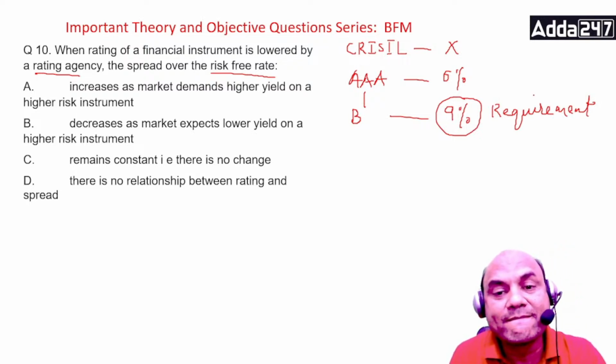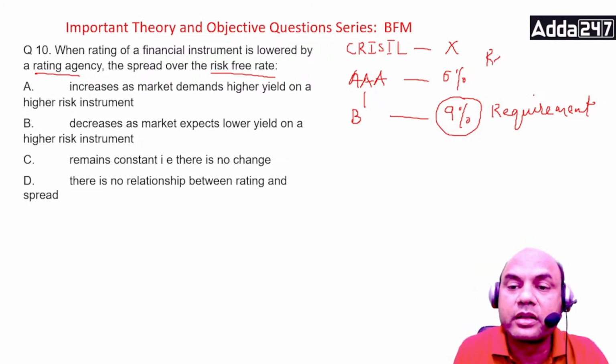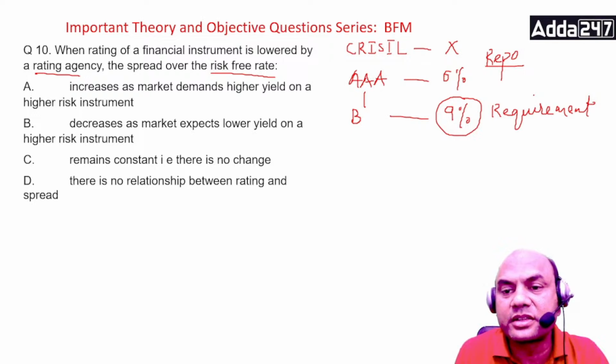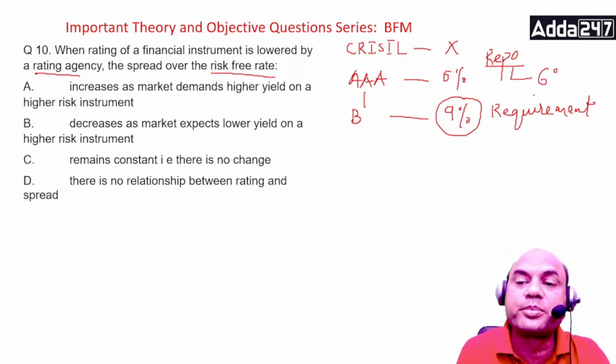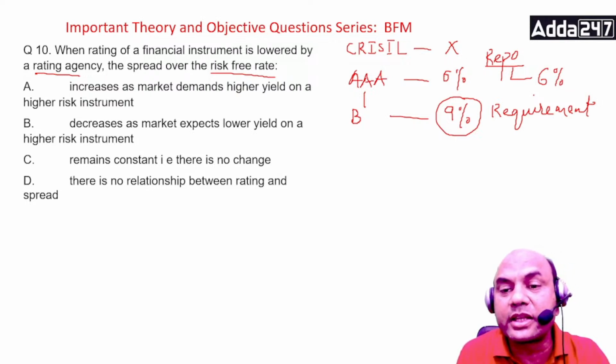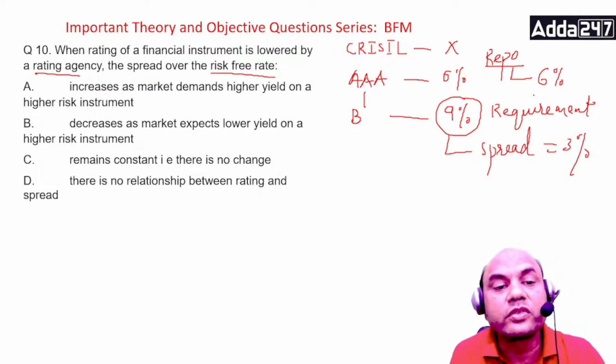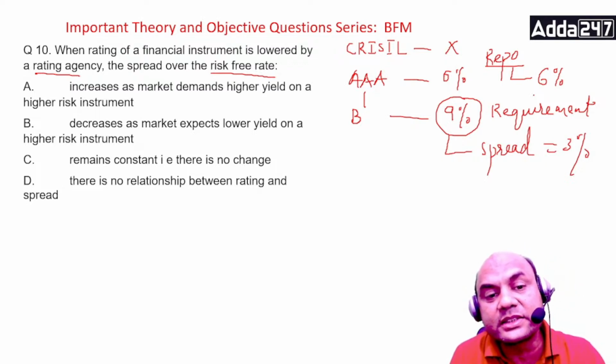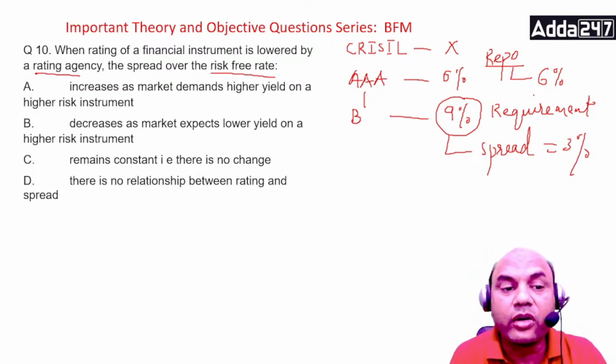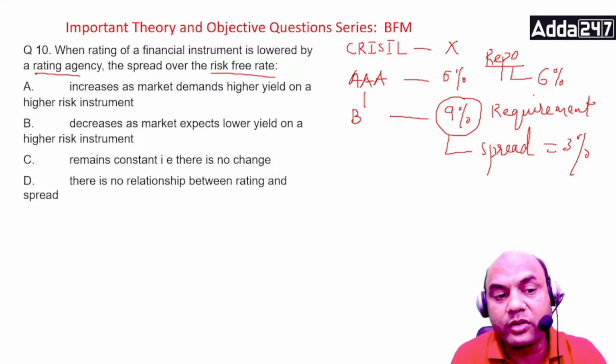So if your base rate, let's say repo rate, is 6%, earlier that spread was what? 6 minus 6, 0. Spread was 0 over here. Now the rating has been reduced. So now 9 minus 6, your spread is increased. Spread equals 3%, right? So it is increased. So what will be the answer over here then? Increases as the market demands higher yield on a higher risk instrument. Decreases as the market expects lower yield on the higher risk instrument. Remains constant, and there is no relationship.